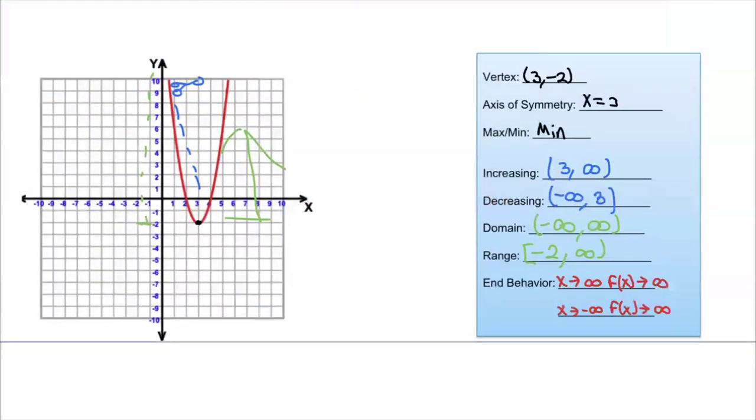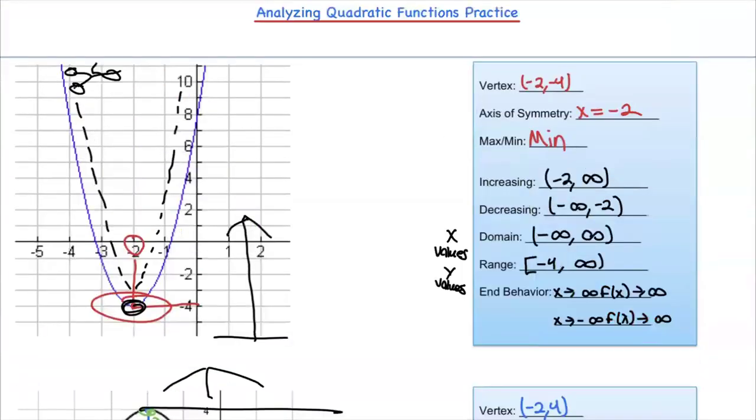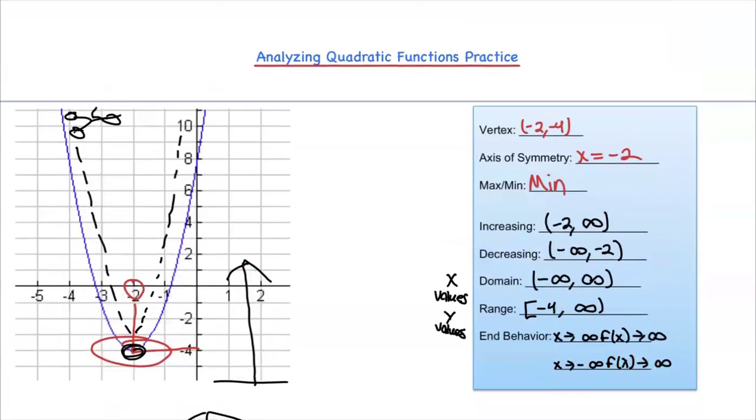Alrighty, so that's it for this video, going over practicing analyzing quadratic functions. In the next video, we're going to be doing vertex form for the quadratic functions, and then we're going to do practice, and then we'll go over intercept form.